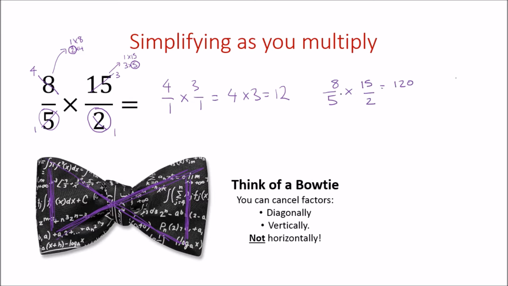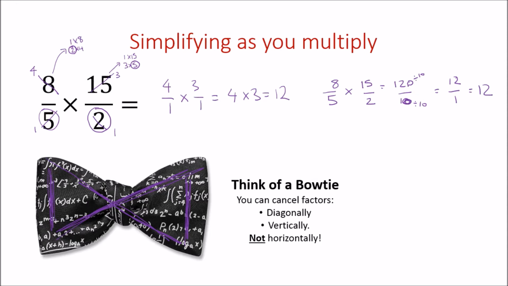So we would have had to have done that. We would have had to have gone 5 times 2 is 10. And then we would have looked to see if we could simplify this so they both have the factor of 10, so we can divide both by 10. 120 divided by 10 is 12. 10 divided by 10 is 1, which gives us 12. So it can be a bit more work.